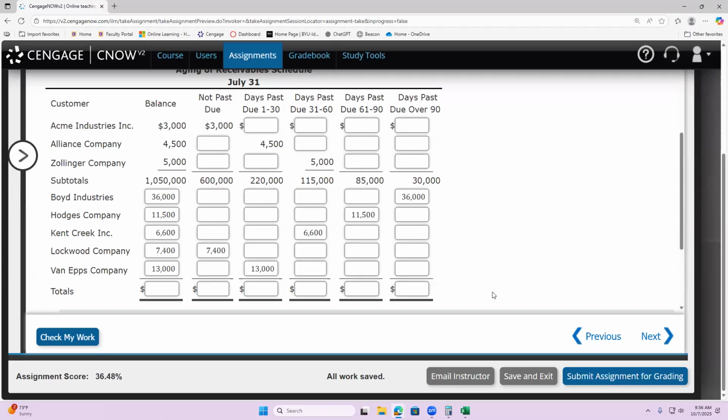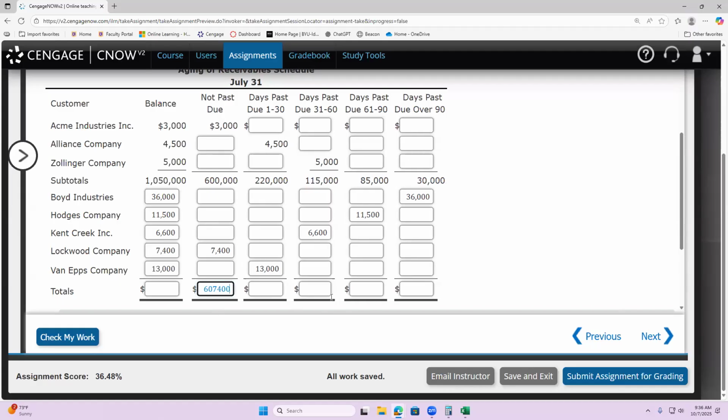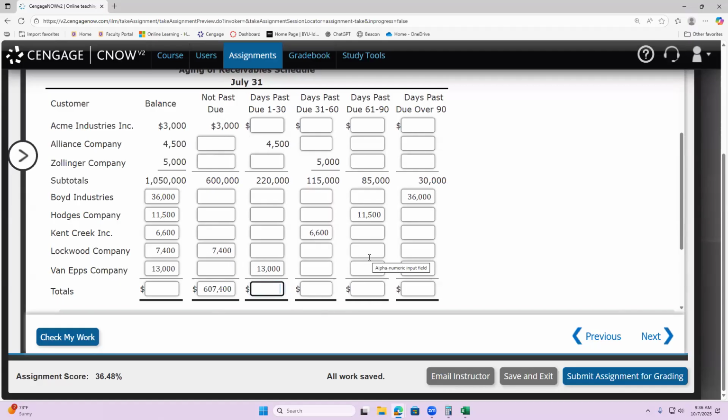And now I'm just going to total all these columns. So I'm going to take the subtotal from before and add any amount I've added. So that's going to be 607,400. 233.